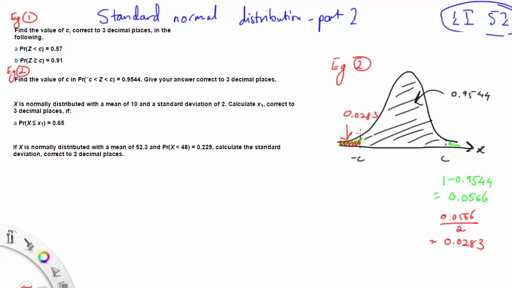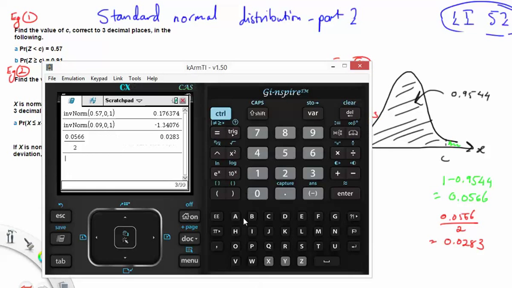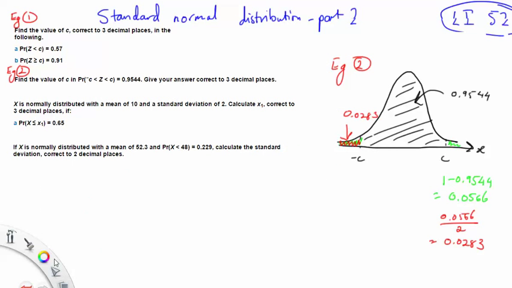Now we can use our inverse normal function to work this out. Now we can punch it straight in. So it's 0.0228, which gives us negative 1.906. C equals negative 1.906, which makes sense because 95% falls within 2 standard deviations, right?